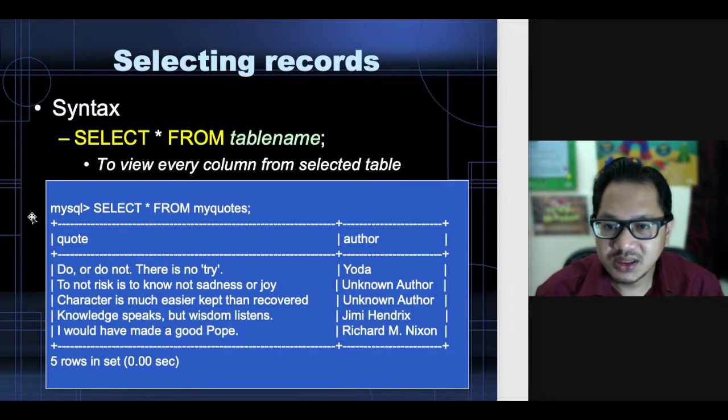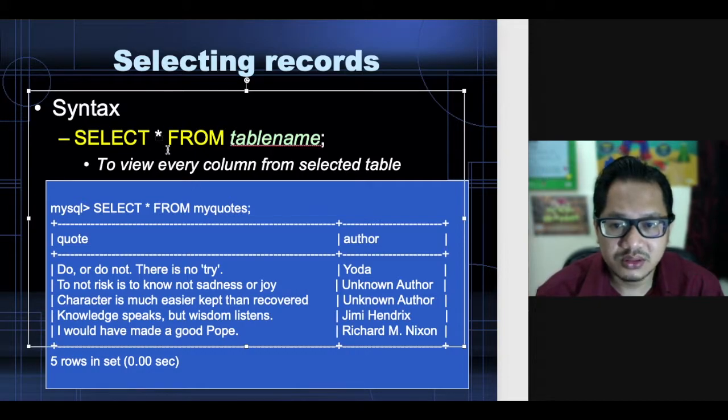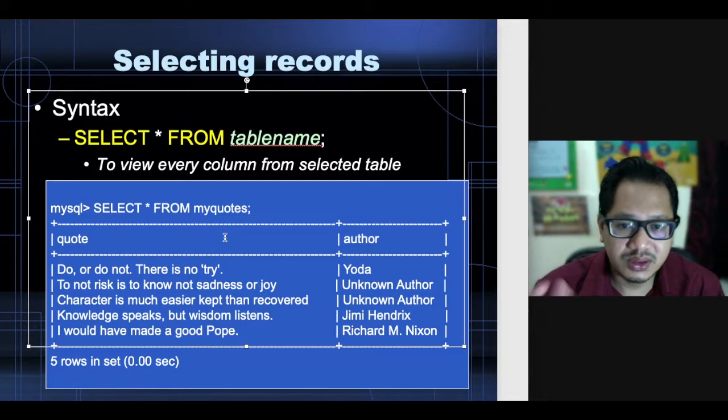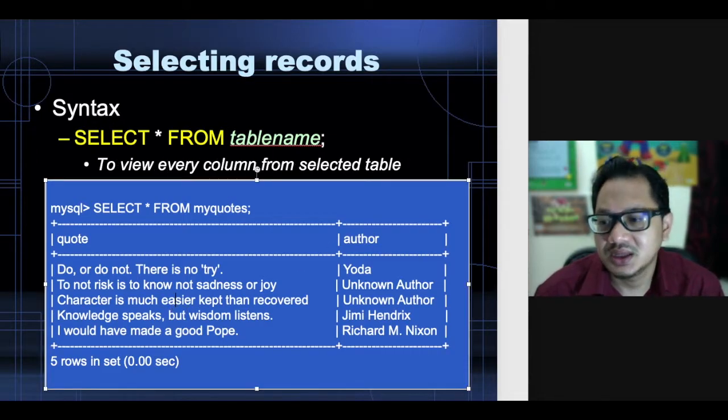Okay, this is another example. SELECT *, this one means all, everything, all the columns from the table name. So it will get all the properties of the columns in the table. To view every column for the selected table, we can use this one to select all.